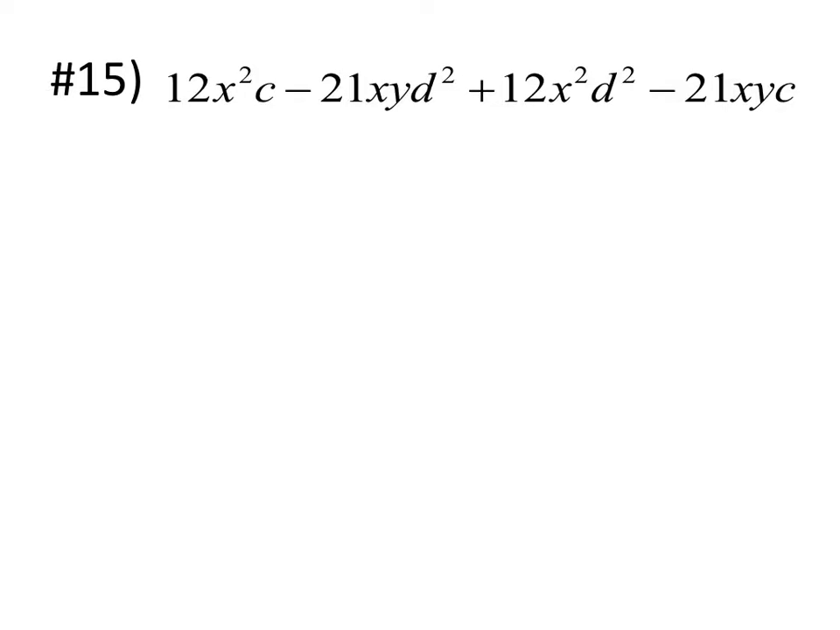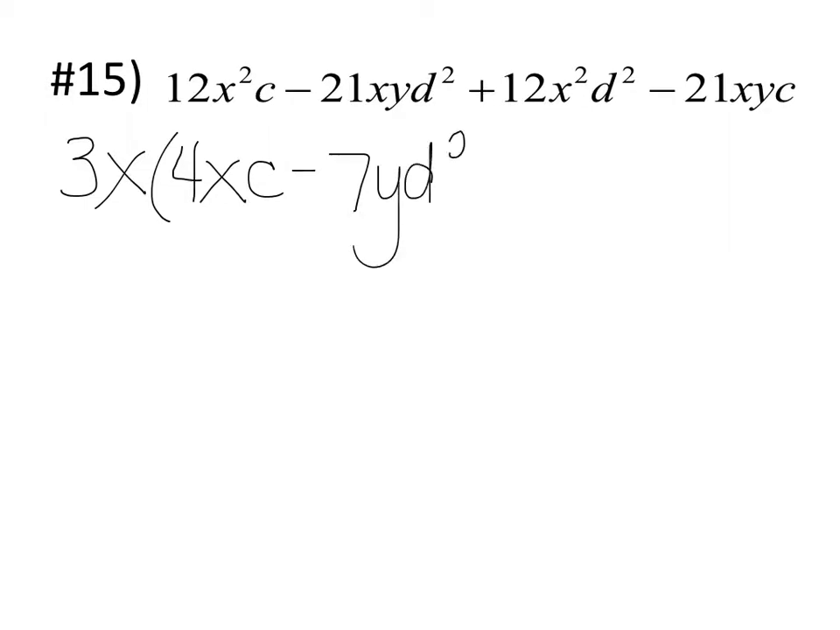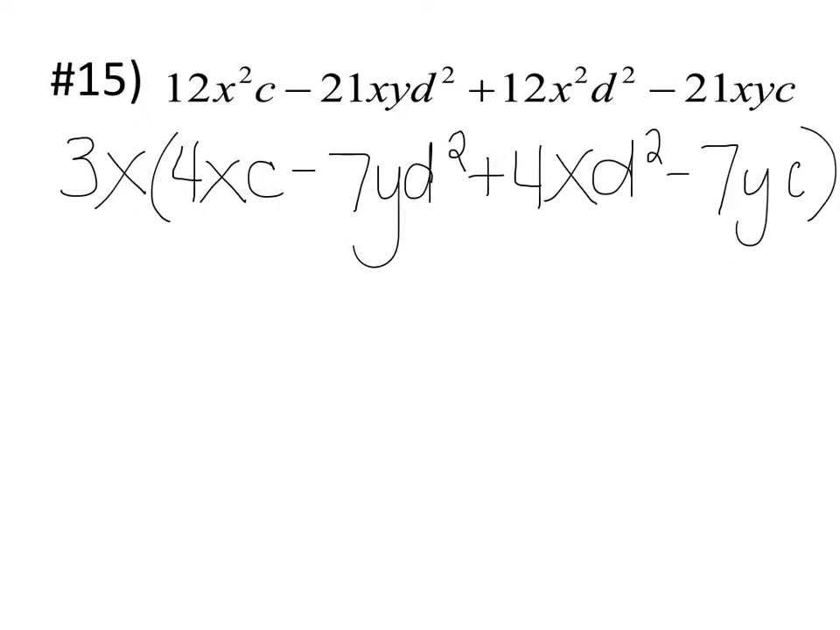Okay, so let's see, we've got 12, 21, 12, and 21. So the highest number that can come out of that is a 3. All terms have an x, but they don't all have a c or a d, so that's all I can bring out. So that leaves me 4xc minus 7yd squared, plus 4xd squared, because I took 1x, minus 7yc. That's as far as you can go on that one.